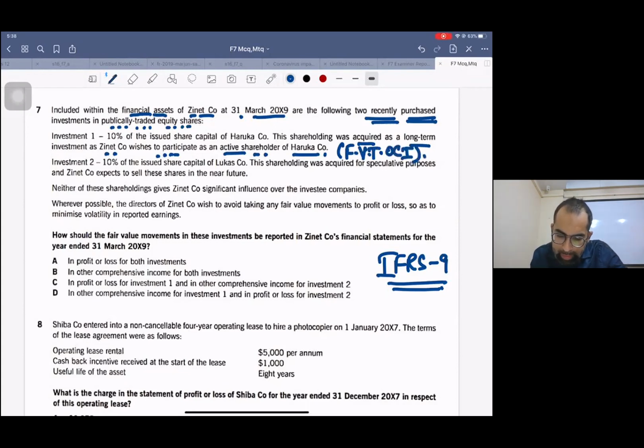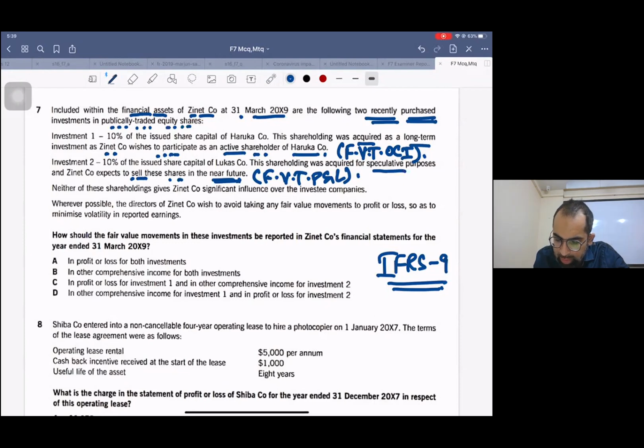Now, the second thing is 10% of the issued share capital of Lucas company. The shareholding was acquired for speculative or short-term trading purposes, and Zenith company expects to sell these shares in the near future. So this is most likely to be fair value through PNL. Neither of these shareholdings gives Zenith company significant influence. So no significant influence, that's why no associate accounting.